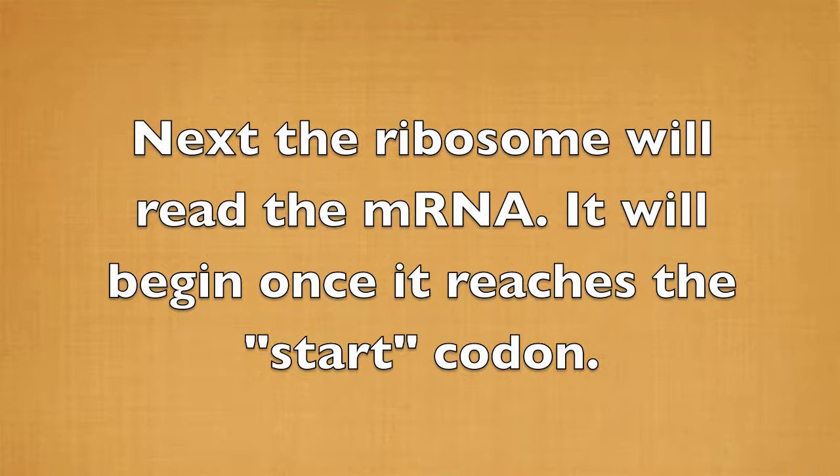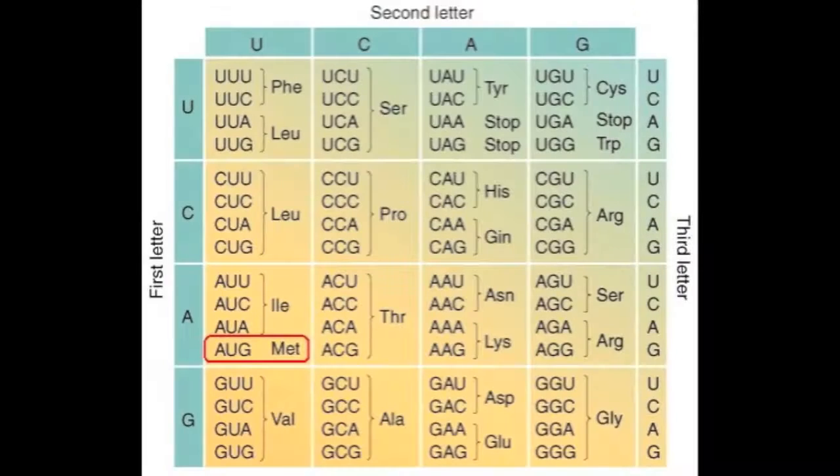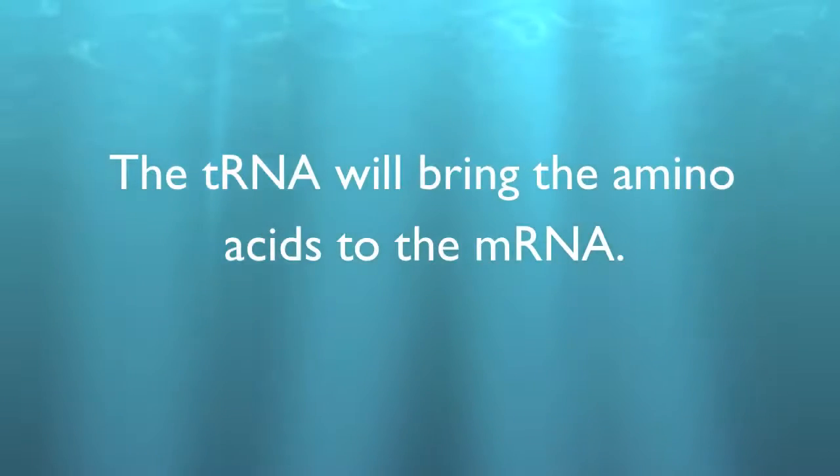Next, the ribosome will read the mRNA. It will begin once it reads the start codon. The start codon is methionine. Next, the tRNA will bring the amino acids to the mRNA.